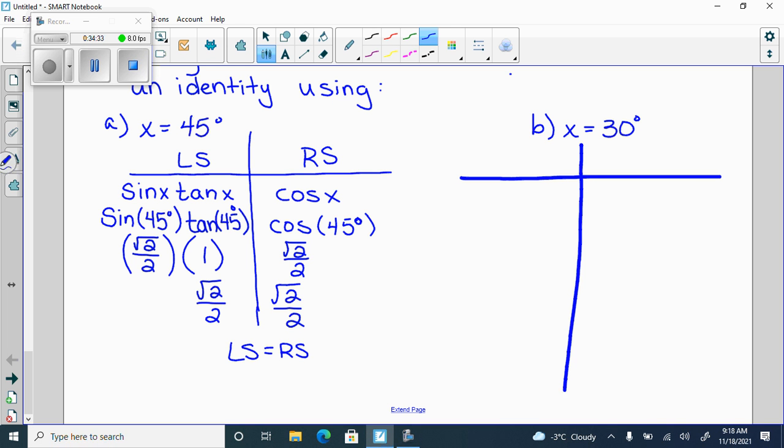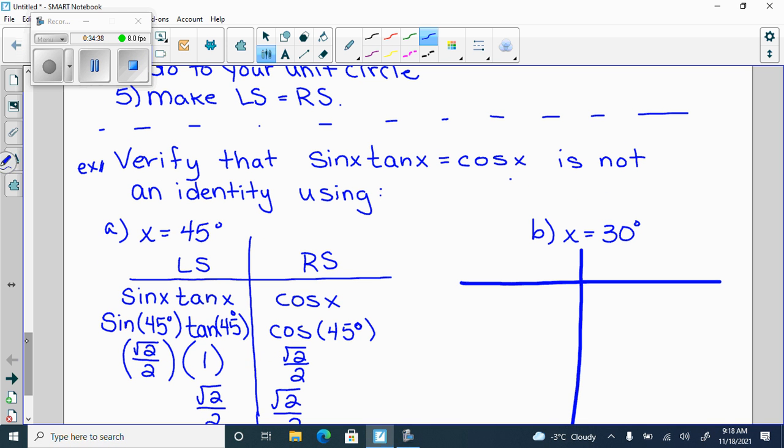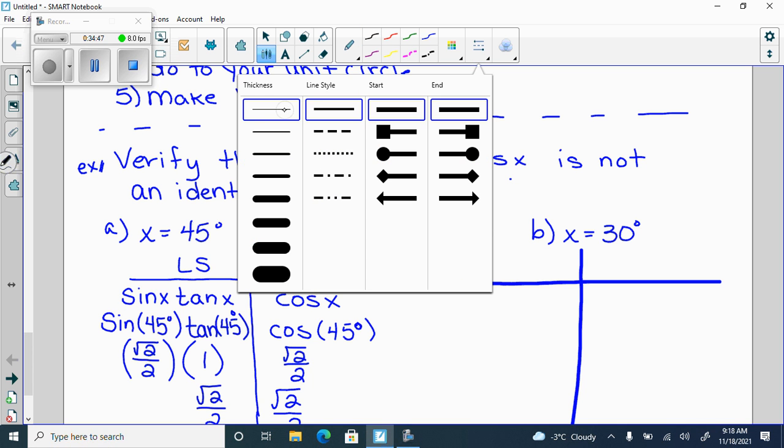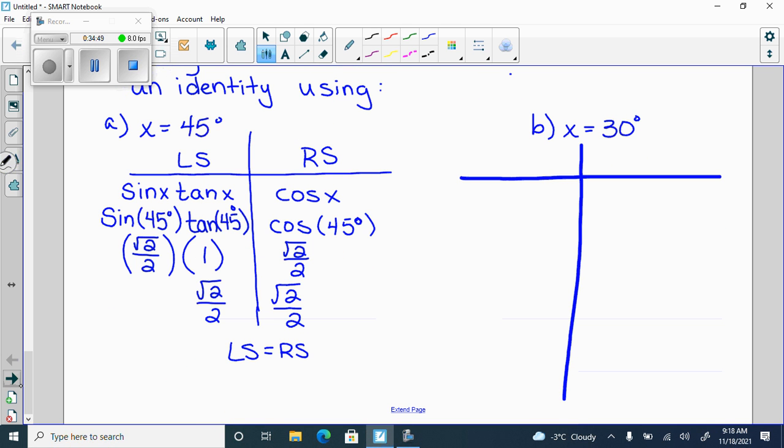So for right now, we know that it worked for 45. People will say, proof, it's done, we proved it. That works for everything because it worked for 1. Does that even make sense when you say that statement? No, it's not true. Just because it works for 1, even if it works for 4, doesn't mean it's going to work for them all. So let's try this one. 30. So we have to rewrite sine x, tan x, cos x. So we're going to go sine 30, tan 30, cos 30.